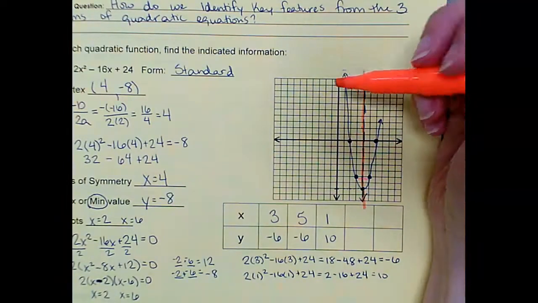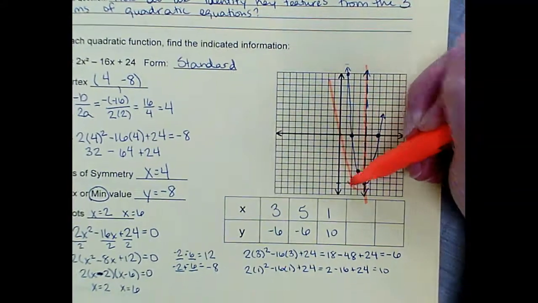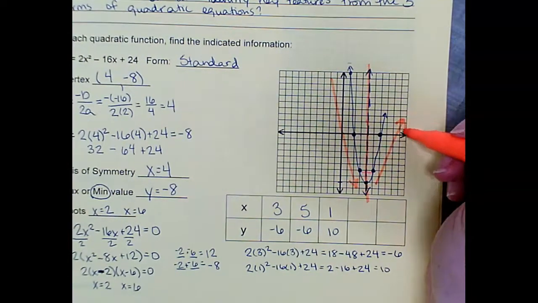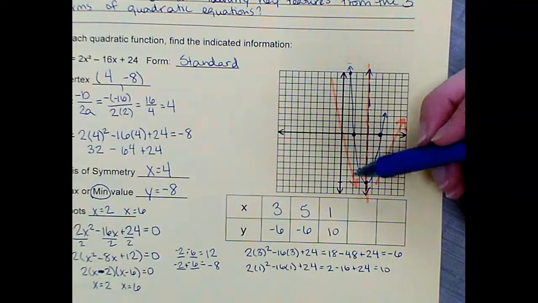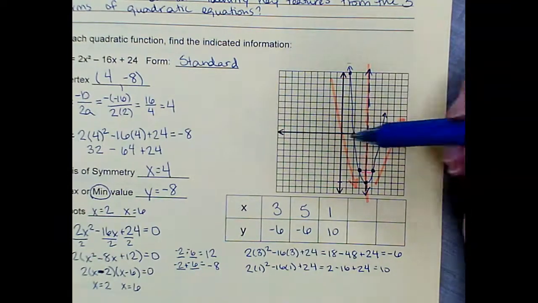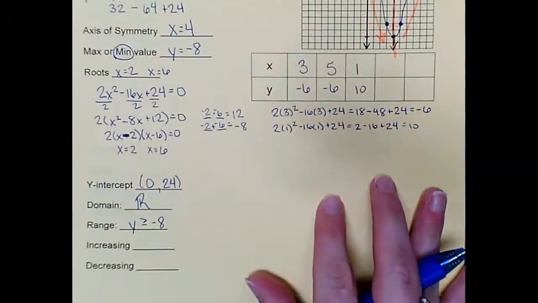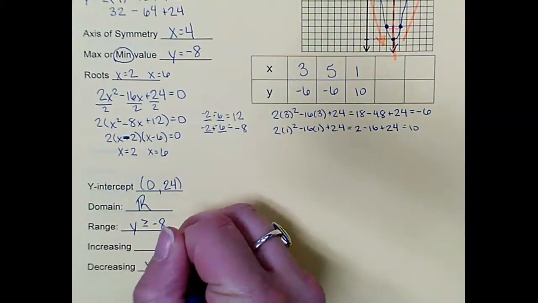Because if I read from the left side to the right side, this graph is going down until it hits the vertex, and that's when it changes directions and it starts going up, right? So the decreasing interval, the interval where the graph from left to right is going down, that's all the values that are over here, right? All the x values that are to the left of the axis of symmetry. So everything that is less than this x value, which is 4. So my decreasing interval is all the x values that are less than 4.